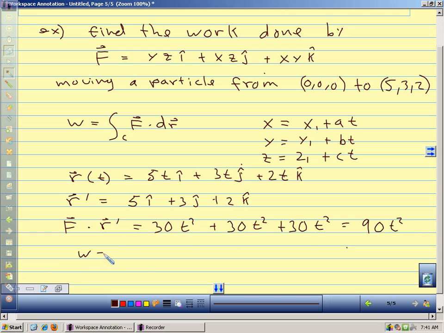And the work is going to be the integral from, and here t is going to vary from 0 to what? To go from 0, 0, 0 to 5, 3, 2? With this as our 1. Work is the integral from 0 to 1 of 90t squared dt. And we can evaluate that easily, and we get 30. So our work would be 30 units. 30 foot-pounds, 30 Newton meters, some unit of work, depending on what the units of our force and our distances were.